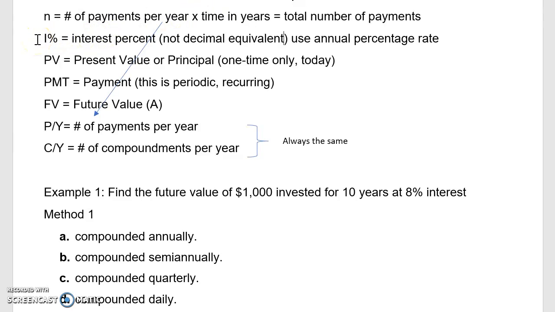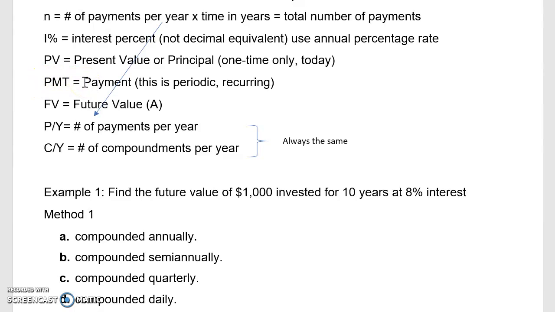Next is the I%. This is the interest percentage. You do not have to convert this to a decimal equivalent. You should use the annual percentage rate. Next is your PV, which stands for present value or principal. This is a one-time only value, for example, an investment or deposit. The problem might say today if it wants you to think of present value or think of currently at the moment. The next is PMT, which stands for payment.